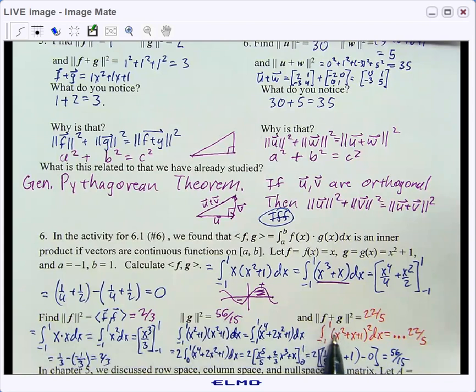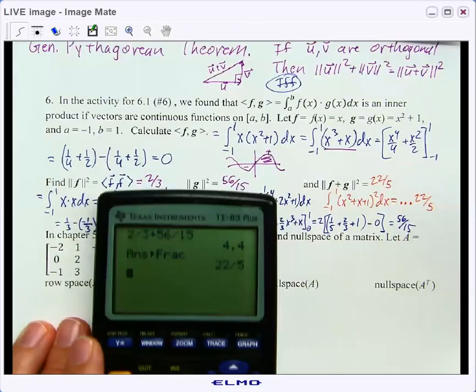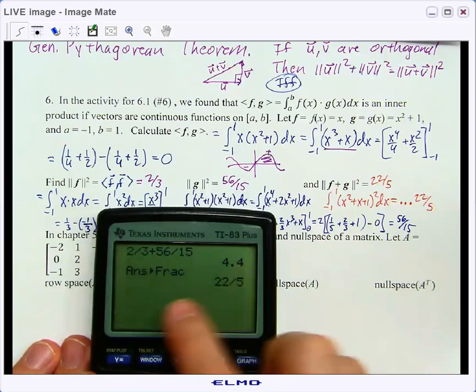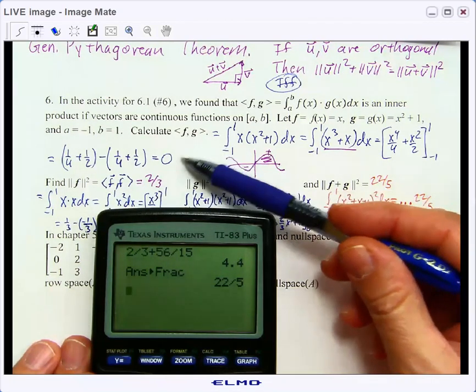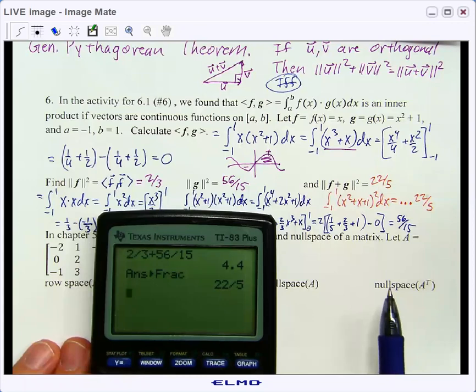And then I ran out of space, but I worked this one out to find out that the magnitude of f plus g squared is 22/5. And if we look at our calculator here, we see that 2/3 plus 56/15 is 4.4, which is 22/5, as it should be, because f and g are orthogonal, so the angle between them is a 90-degree angle, aka pi halves radians.